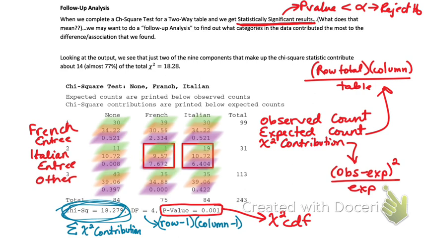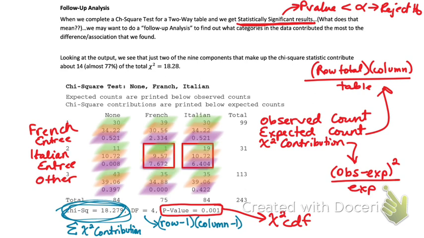So if you notice, both of these are in the Italian entree row, right? So when I played French music, very few people actually ordered Italian food compared to what was expected. Only 1 person did when we expected almost 10. So when I was playing French music, it really influenced people away from Italian food. But when we played Italian music, what happened? I had 19 people actually order Italian food, and I only expected 10.72 or 11, right?